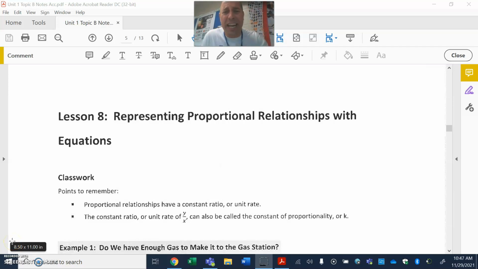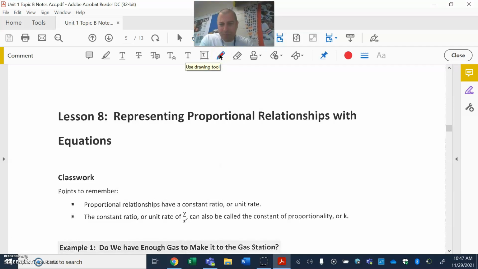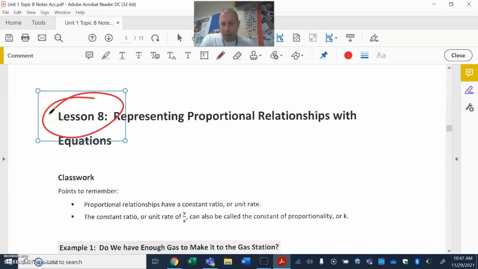Oh, baby, it's just less than 8. Nothing to get scared about. Look, we're still writing equations with the constant of proportionality here. All right, it's all going to be good. So let's see what we got here. So lesson number 8.